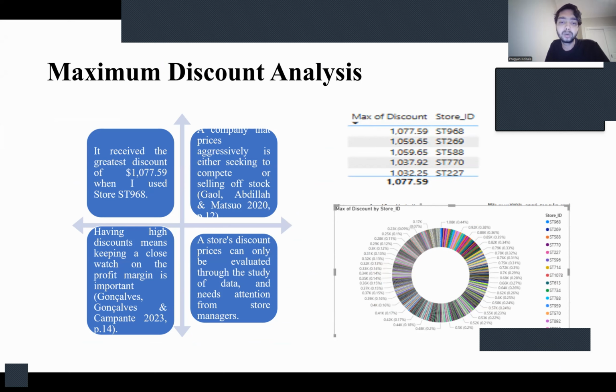Such a large discount can mean a store is trying to clear inventory quickly or attempting to be more competitive. However, giving big discounts can reduce overall profit margins. It's important for managers to monitor profit closely when applying aggressive pricing strategy. The tool Power BI helped us clearly identify this outlier and understand how discounts vary at stores. This type of analysis helps companies avoid financial risks while planning promotions.